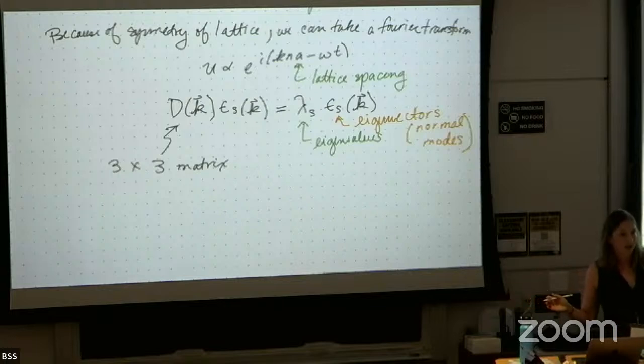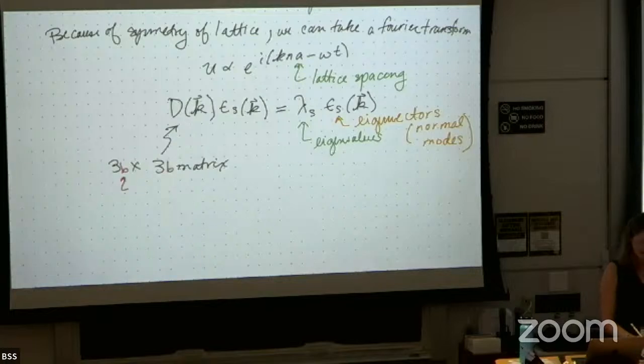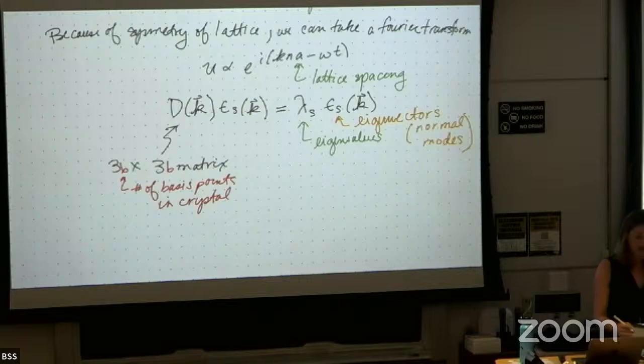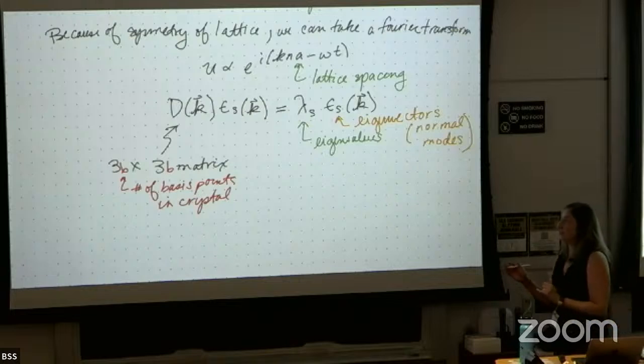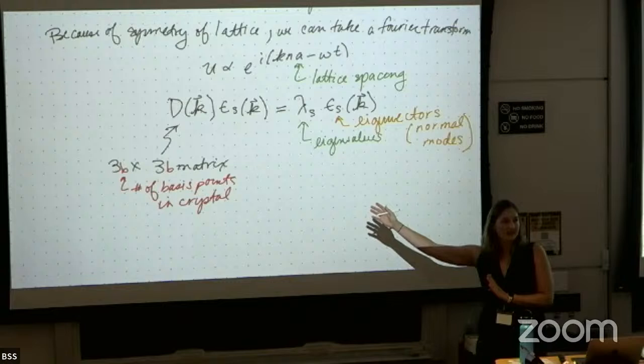Probably some of you have taken solid state physics and have seen this a million times. I'm just saying it in this way because we're going to use it again in a really weird and different way later. This is to remind you of maybe things you know. And I was actually lying a little bit. This is a 3B by 3B matrix if I have a basis, where B is the number of basis points in my Bravais lattice, in the crystal.